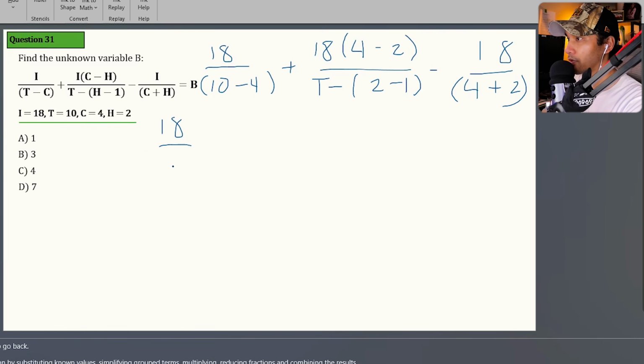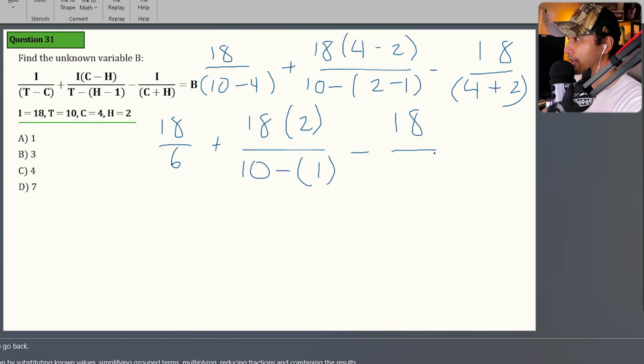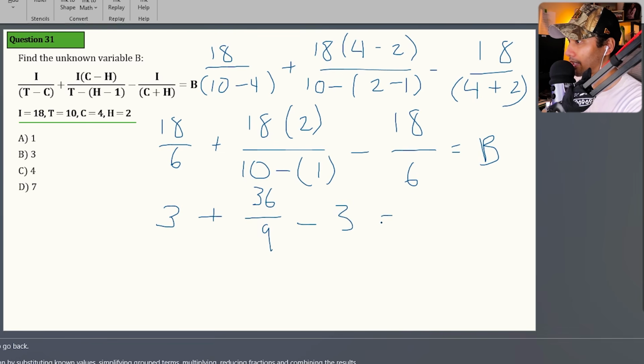So let's solve further. 18 over 10 minus 4 is 6, plus 18, what is 4 minus 2? That is 2 over, oops, I didn't put an 18 for this t. It's 18. And then we have, that's not 18. Ooh, it's 10. 10 minus, this one is 1, minus 18, and this one is 6, equaling b. And then we get 18 divided by 6, which is 3. And then plus 36 minus, what's 10 minus 1 is 9, minus 18 divided by 6 is 3, equaling b.